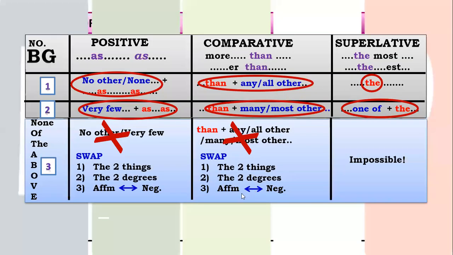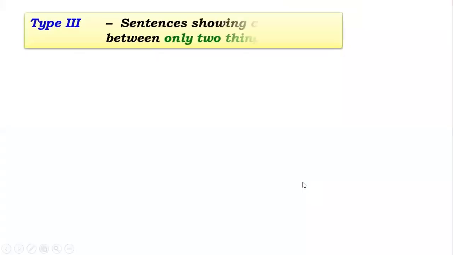In the third type, we specifically have only two things compared. That is, person A is compared to person B. So in this case, we always follow the rule of first swapping the two things, that is, person A changes to person B and so on. Two degrees, that means only two degrees are possible here. That is positive and comparative. That means superlative is impossible. Affirmative to negative, that means affirmative sentence changes to negative, negative changes to affirmative. Now, how does this work? Here we go with the example.